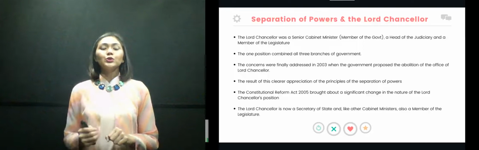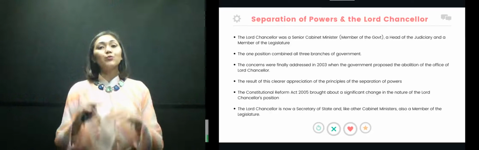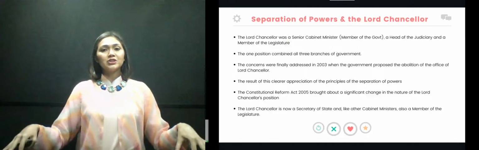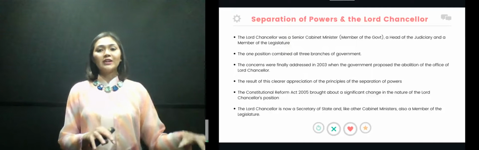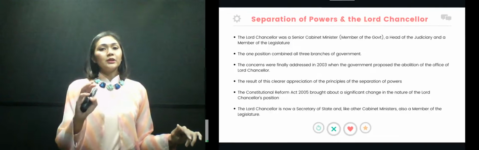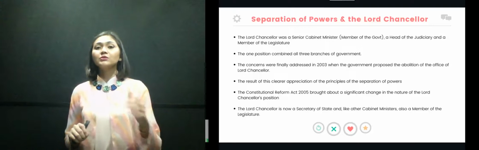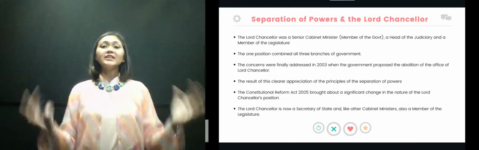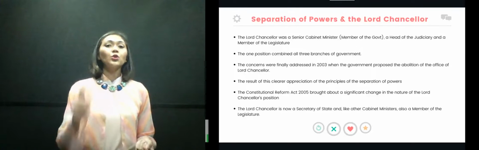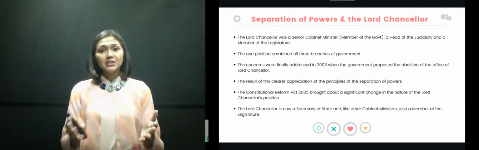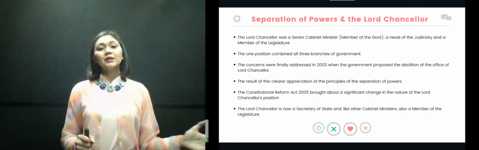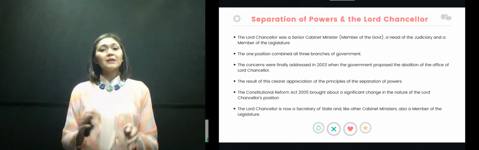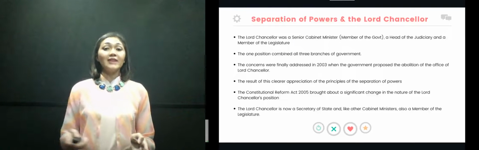They want to show that they appreciate the idea of Montesquieu to have a perfect model of governance by separating the branches of legislature, executive, and judiciary. So in 2005, the Constitutional Reform Act was introduced, and the CRA 2005 brought significant change with regards to the role of the Lord Chancellor. The Lord Chancellor now is no longer head of the judiciary; he is now the Secretary of State, and like other cabinet ministers, also a member of the legislature.